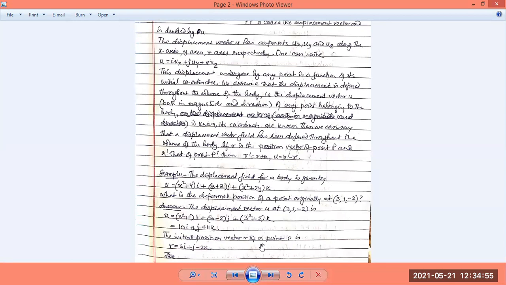The initial position vector of the point P is given as follows. The displacement vector u is 10i plus j plus 11k. The initial position vector of the point P is given by x, y, and z put here, so the position vector is 3i plus j minus 2k. So we have calculated both the displacement vector and the position vector of the point P. Now we are supposed to find the position vector after the deformation.